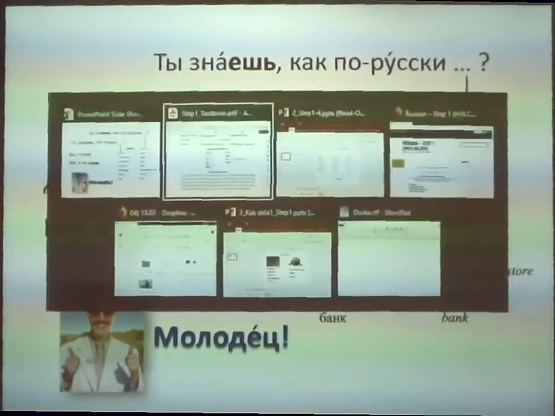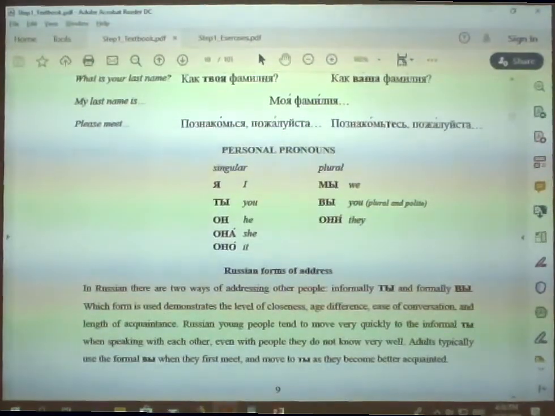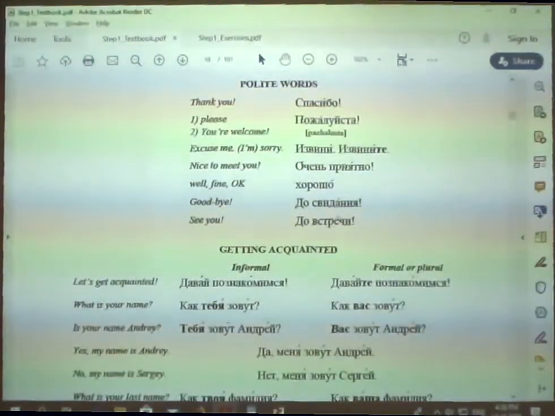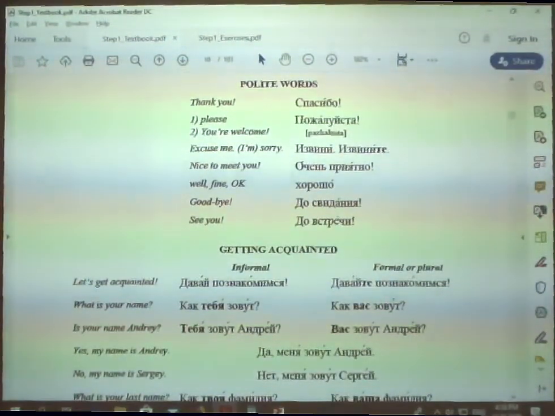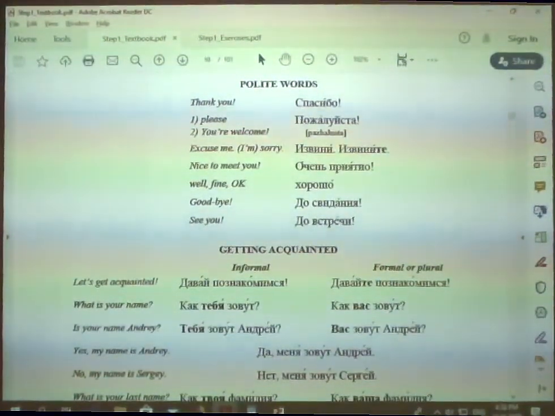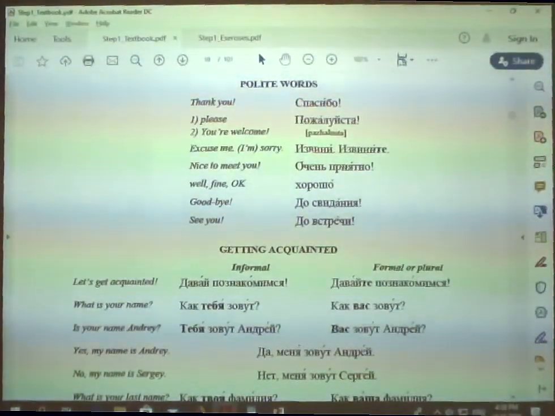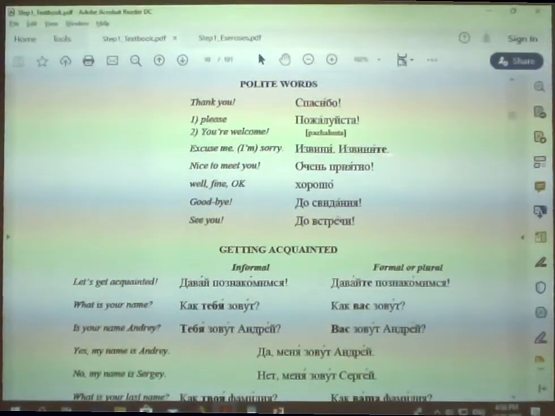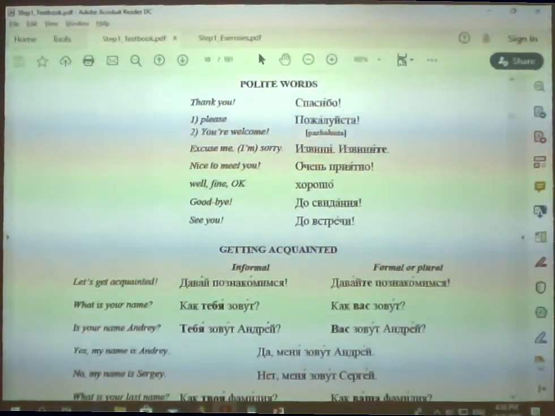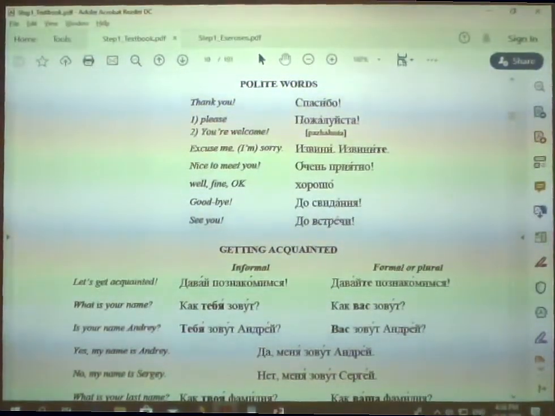Let's revise more polite words. Это учебник, страница number 9. Let's revise together. Спасибо, пожалуйста, извини, извините. Извини is a singular form that you use with friends. Извините is the plural form or polite form. Очень приятно, хорошо, до свидания, до встречи.